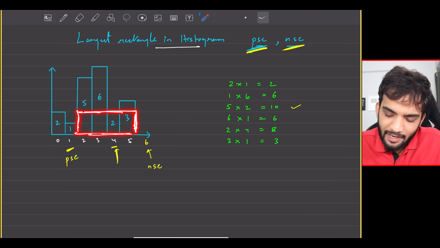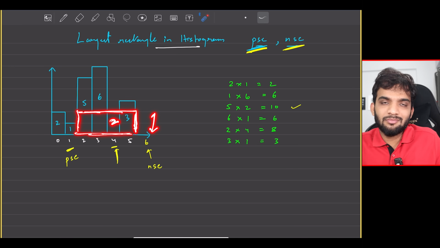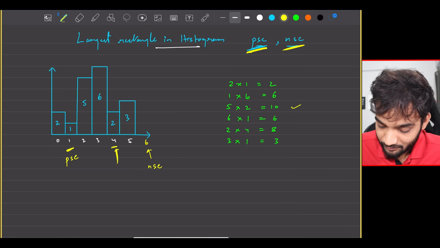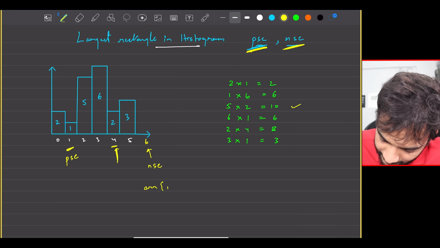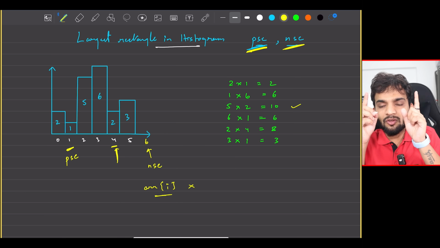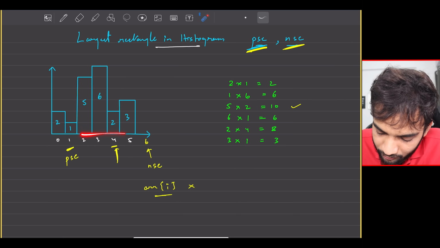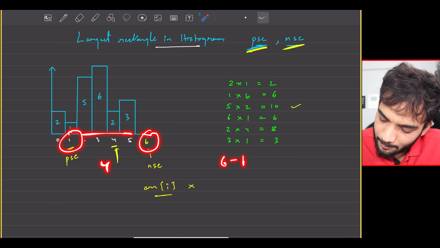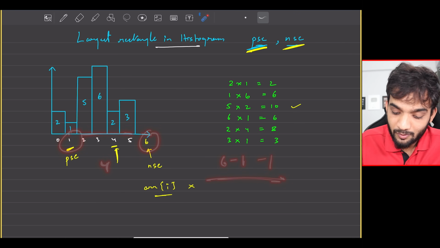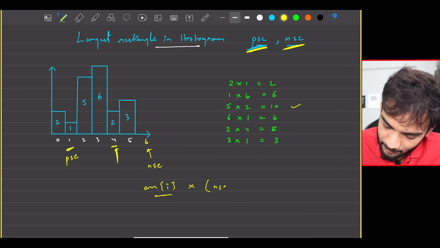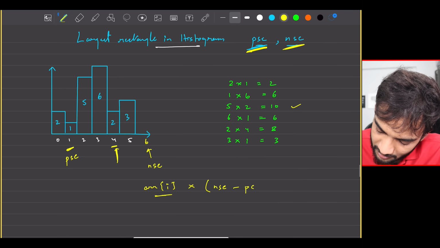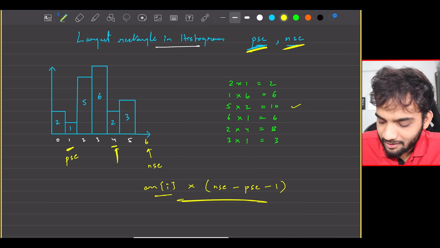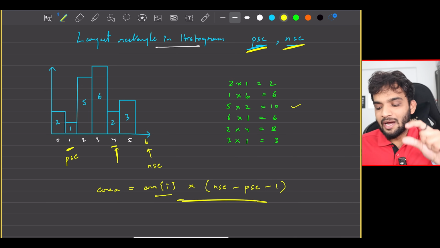Now one thing I know for sure is the height. The height will be 2. I don't need to do advanced maths to find the height. So I know the height, which is array of I. Array of I will be height. What I need is the width. Can I say the width is of 4, which is nothing but 6 minus 1 minus 1. Can I say this? I can. Which is typically next smaller element, because that is on the right, minus previous smaller element, which is on the left, minus 1. And this will be the area of every ith block.